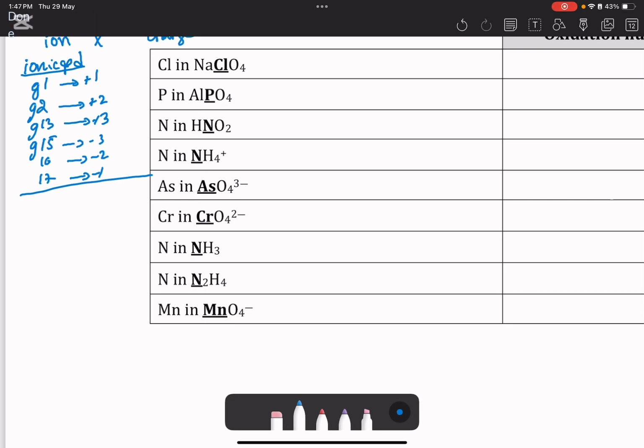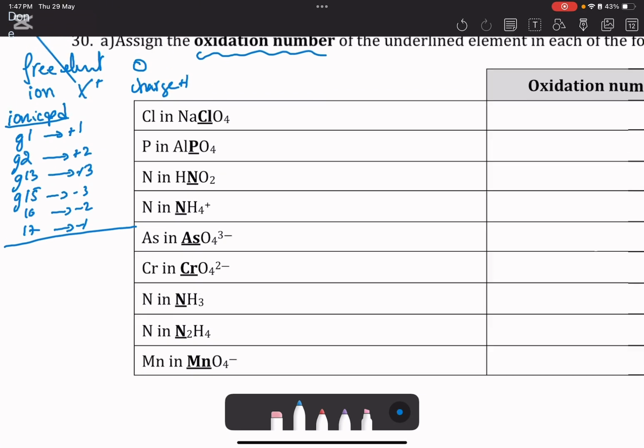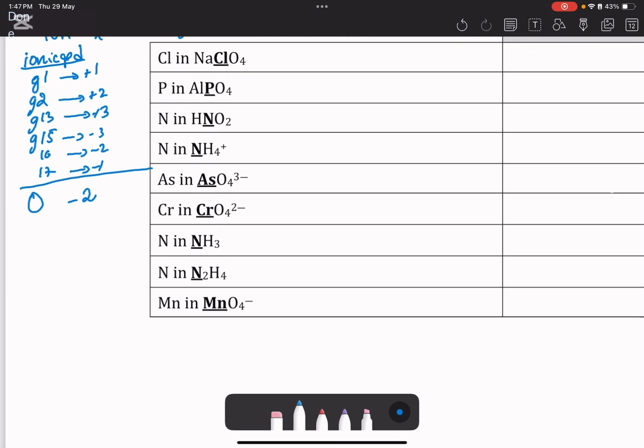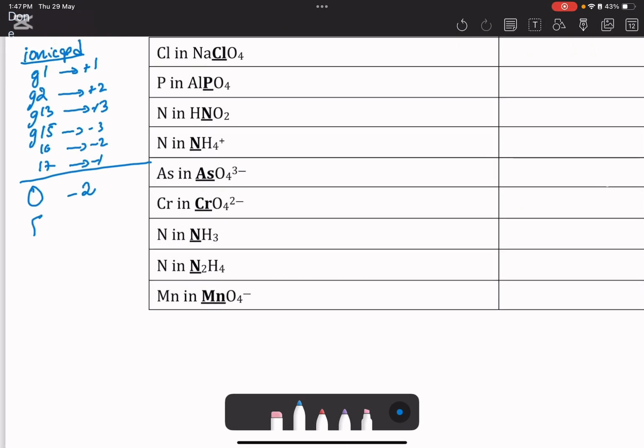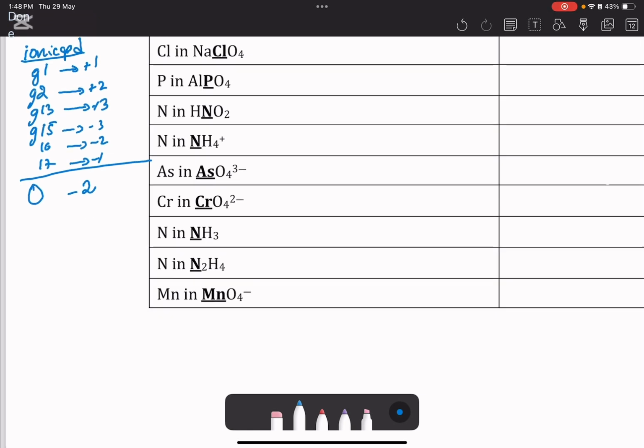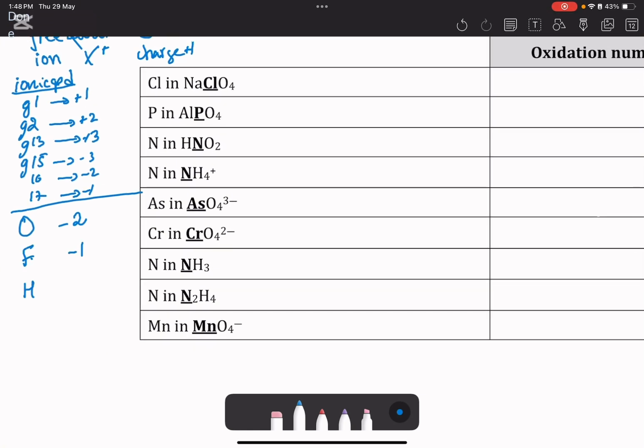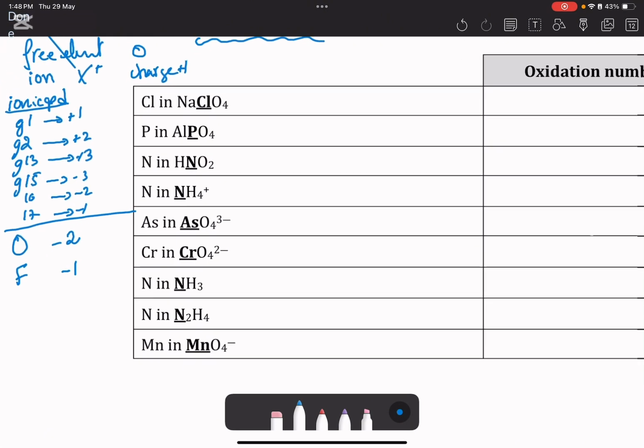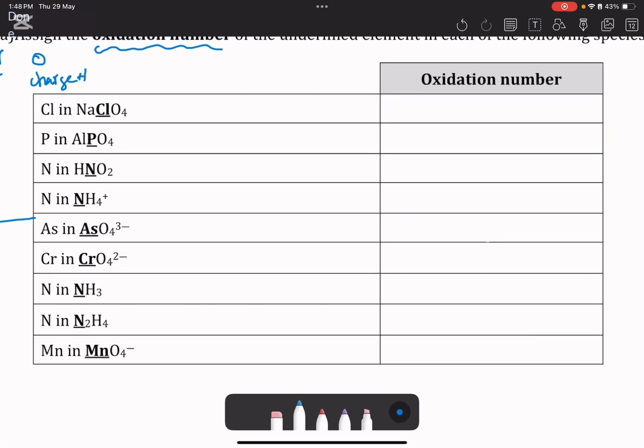In this case, I have to remember that oxygen is always -2 in compounds, except in peroxides it's -1. F is always -1 without any exceptions. Hydrogen is always +1, with an exception in metal hydrides, where hydrogen is -1. Now, follow this technique in solving and finding the oxidation number.